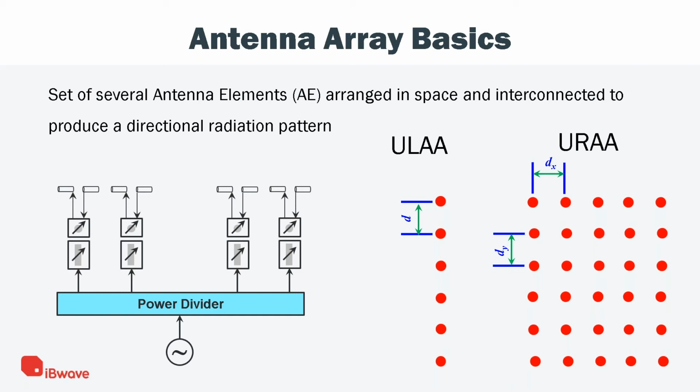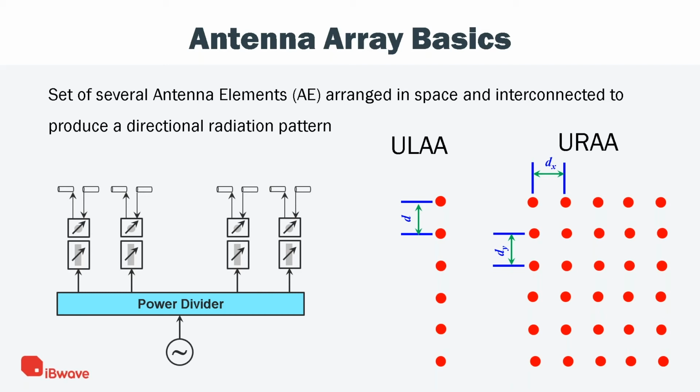If it is deployed in the receiver mode, instead of having this power divider, you should have some kind of combiner to combine all the received signals from all the receiving antenna elements and then feed this received power to the receiver.